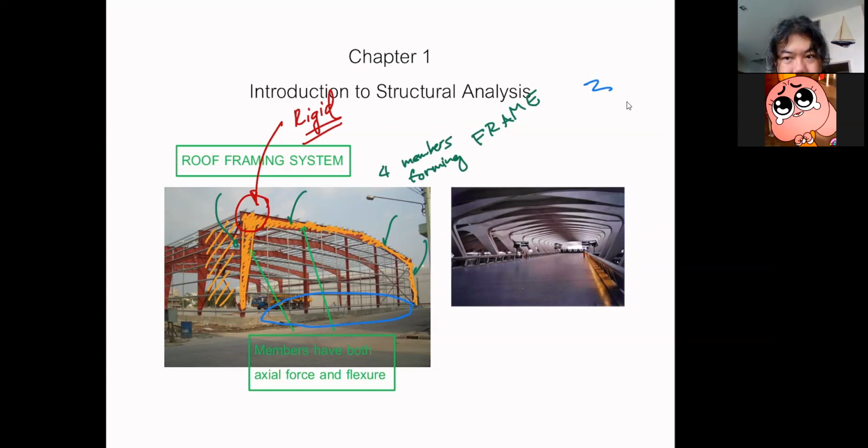And a rigid joint, we will see the definition in a minute. But one thing I can tell you right now is that when the joint is rigid, the moment at the joint, this is my M, is not zero. So that'll be the moment there.